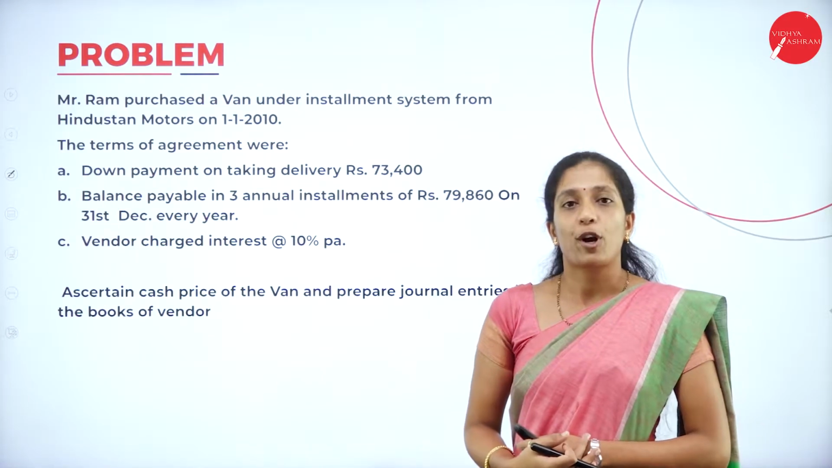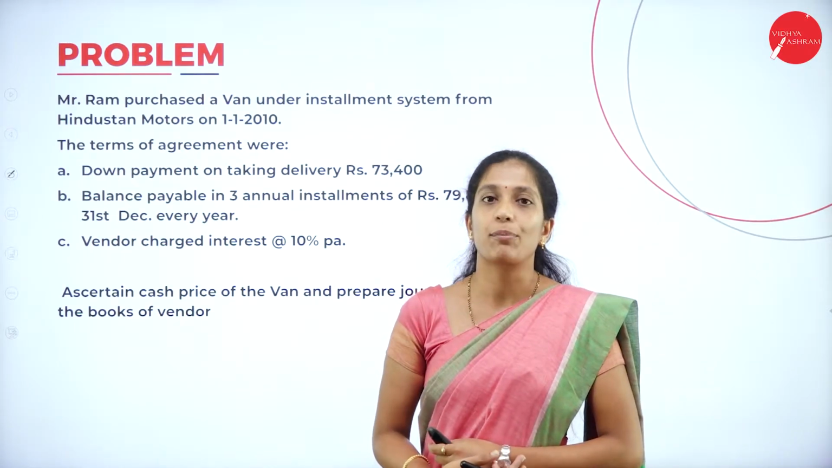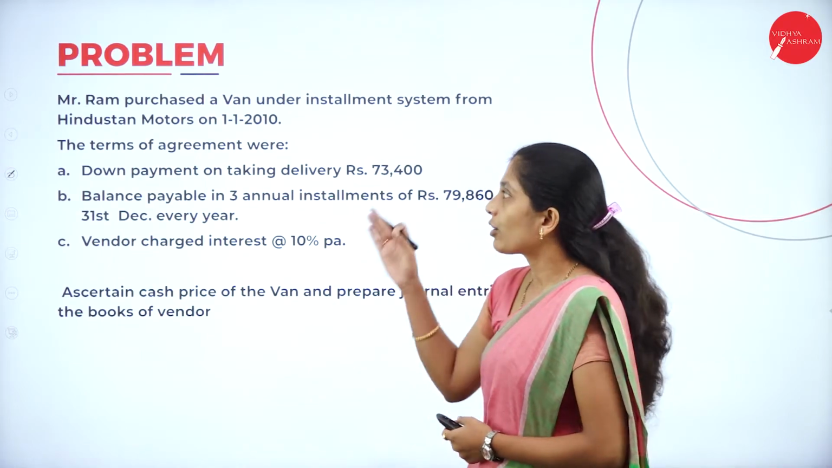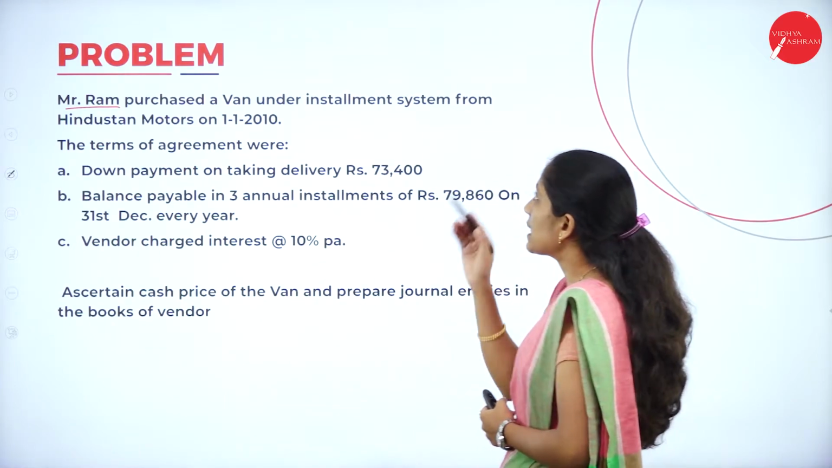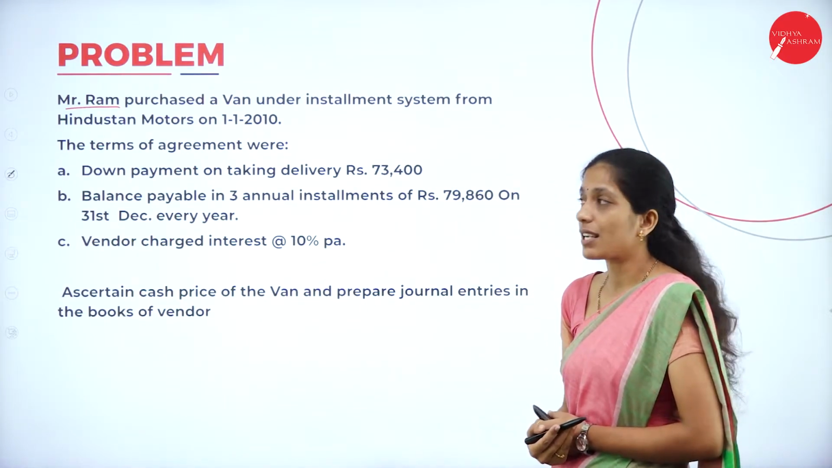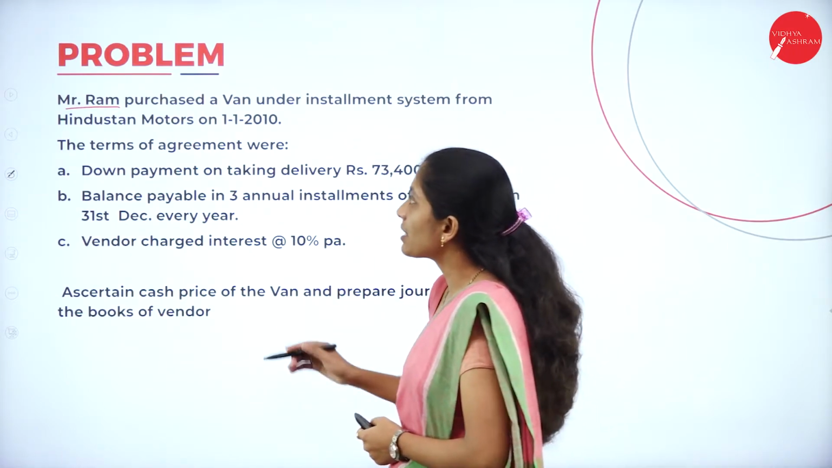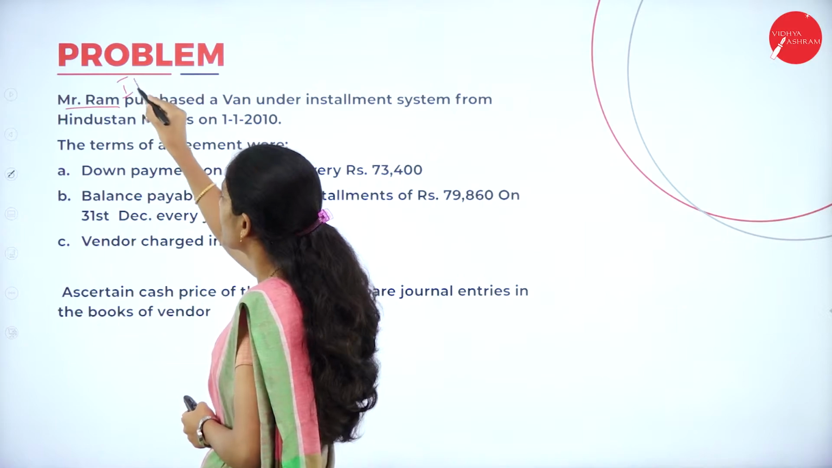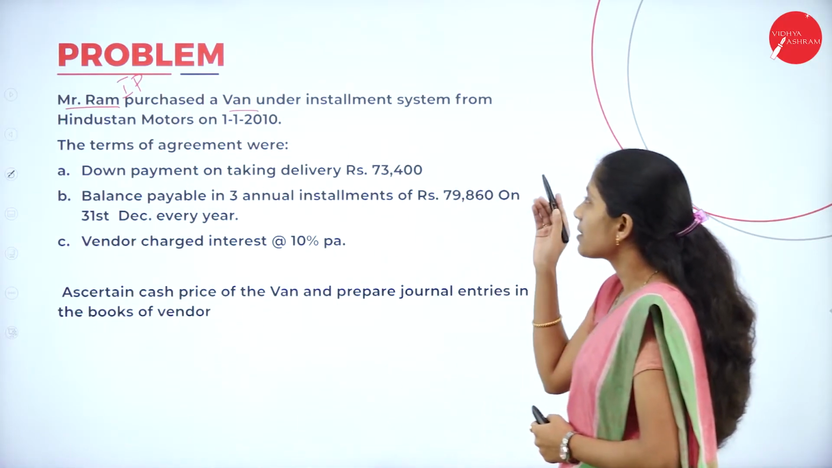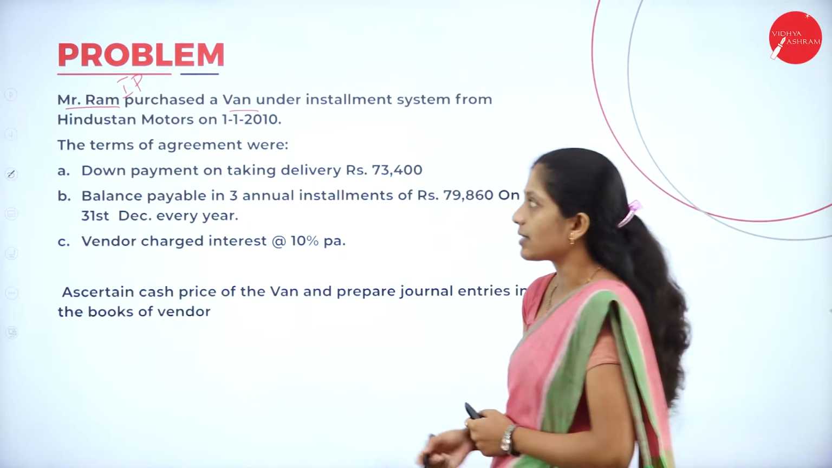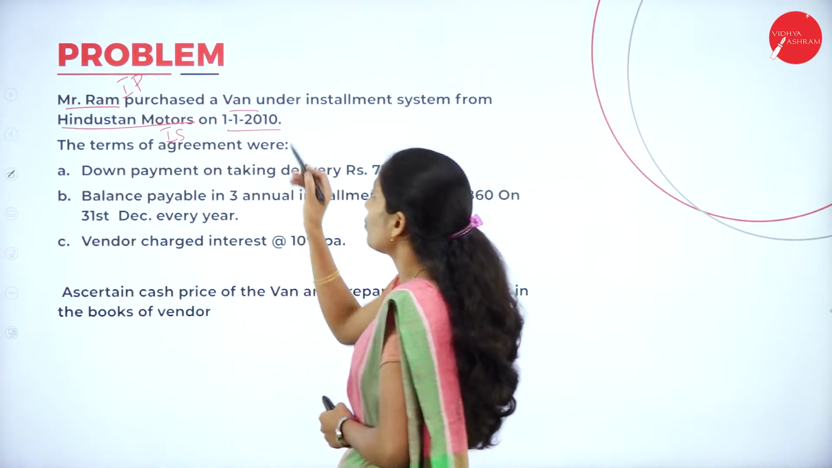Now we shall go through a problem so that you can clearly understand how we record journal entries in the books of the installment seller. Go through the problem here. Mr. Ram purchased a van under installment system. Now who is Mr. Ram? Since we are solving a problem on installment purchase system, Mr. Ram is the installment purchaser. He purchased a van, which is an asset, under the installment system from Hindustan Motors. So Hindustan Motors is the installment seller, on 1/1/2010.